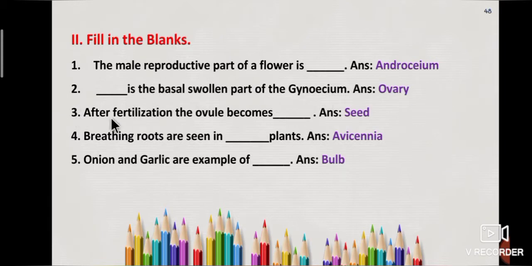Third one, after fertilization, the ovule becomes dash. Answer is C. After fertilization, the ovule becomes seed. Fourth one, breathing roots are seen in dash plants. Answer is Avicennia. Breathing roots are seen in Avicennia plants. Fifth one, onion and garlic are examples of dash. Onion and garlic are examples of bulb.